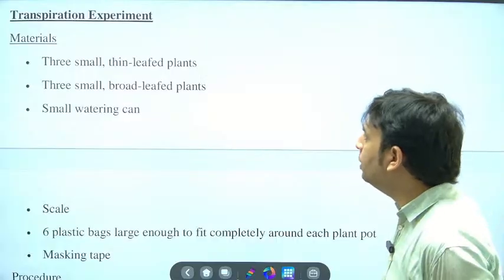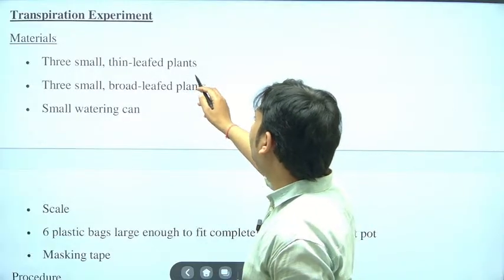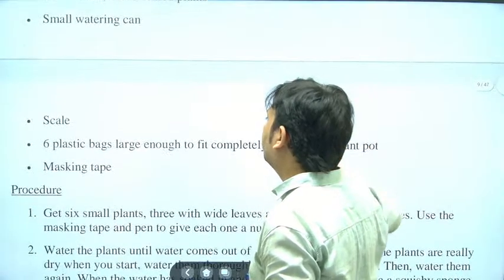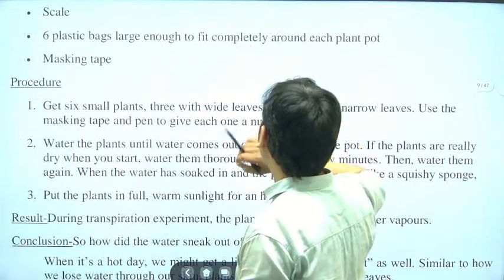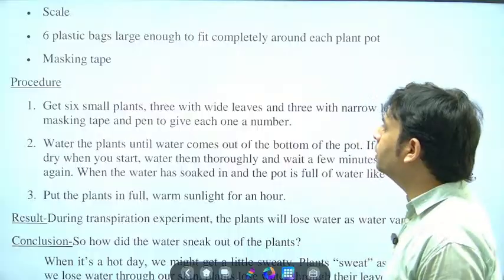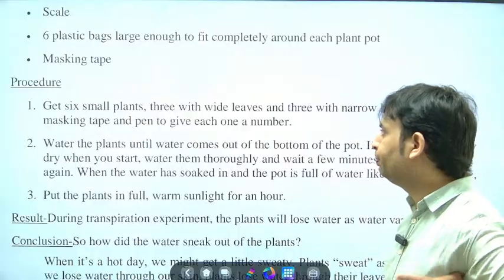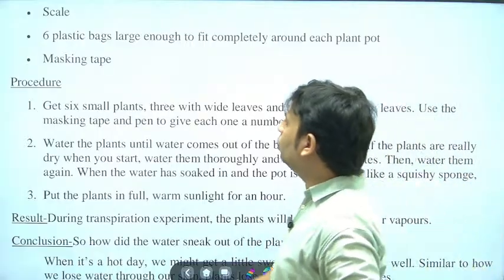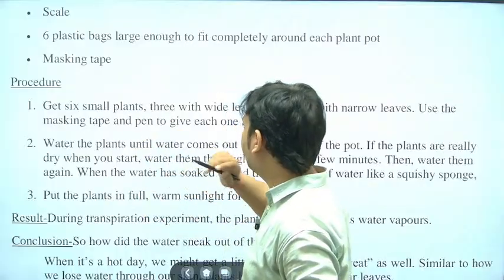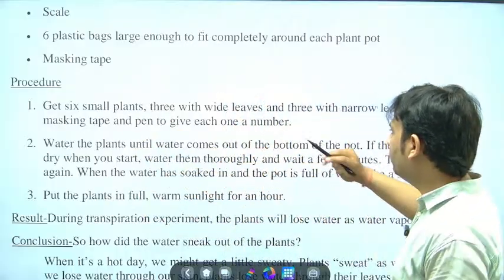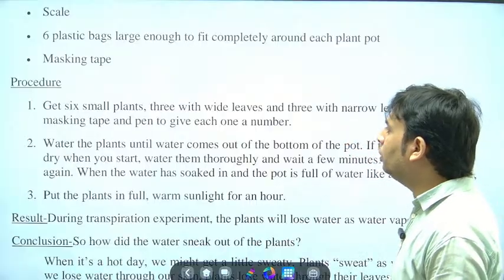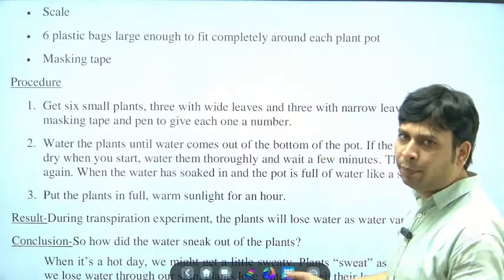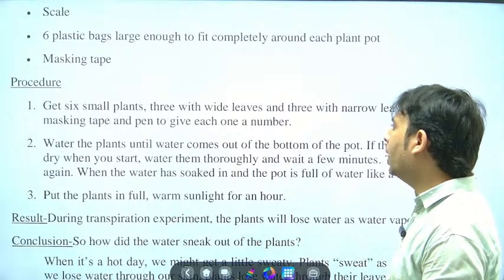The materials required here are 3 small thin-leaf plants, 3 small broad-leaf plants, a small watering can, a scale, 6 plant bags large enough to fit completely around each plant root, and masking tape. Procedure: first, you have to get 6 small plants, 3 with wide leaves and 3 with narrow leaves. Use masking tape and a pen to give each one a number. You have to number every plant here.